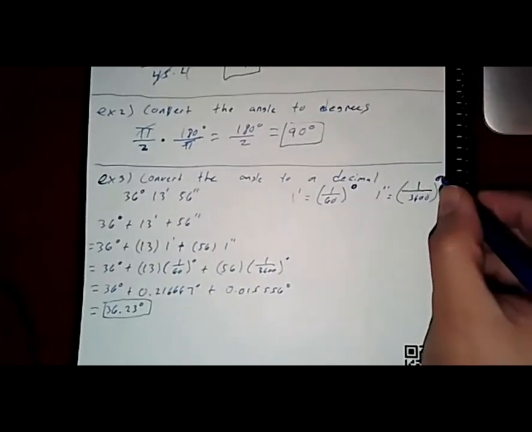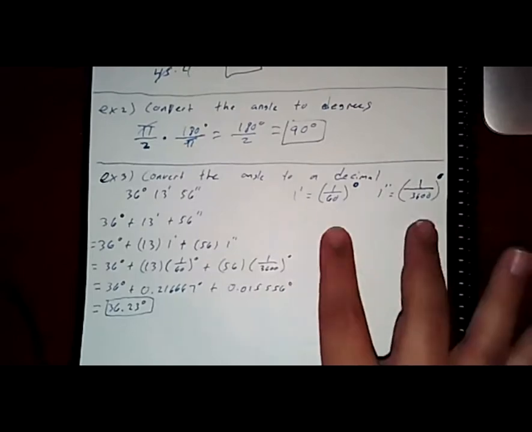And then 1 second equals 1/3600 of a degree, as well. Okay. Yeah, we're going to use that as our formula. I got you now. That makes total sense to me now. Okay, cool.